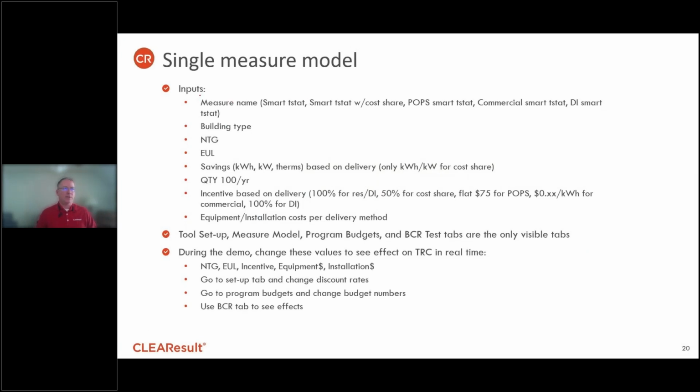We have all of these different things. Measure names, the building type, the net to gross ratio, the measure life, EUL, estimated useful life, savings, all of these things.